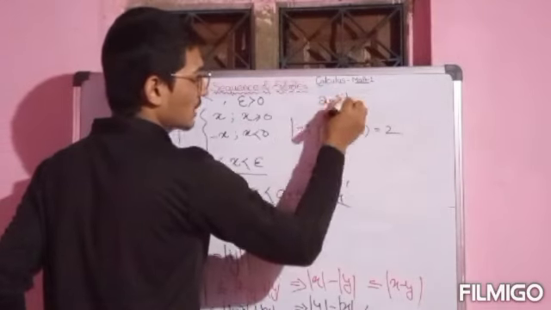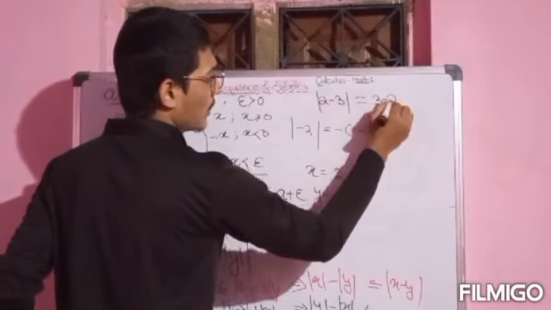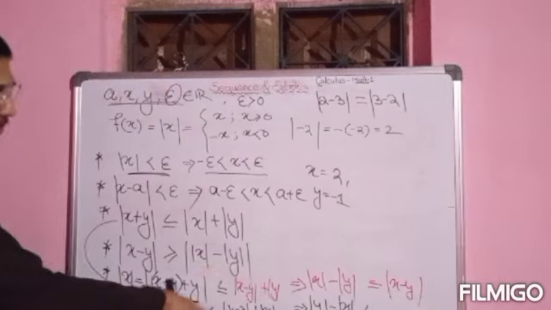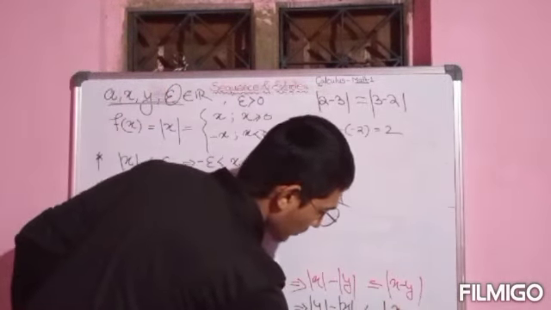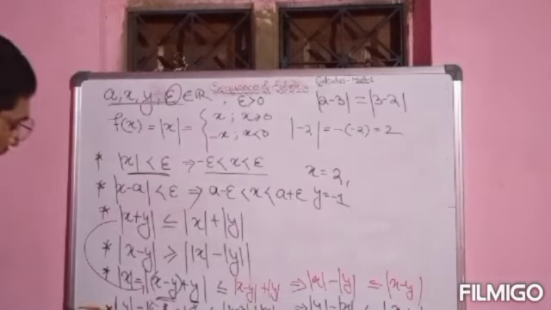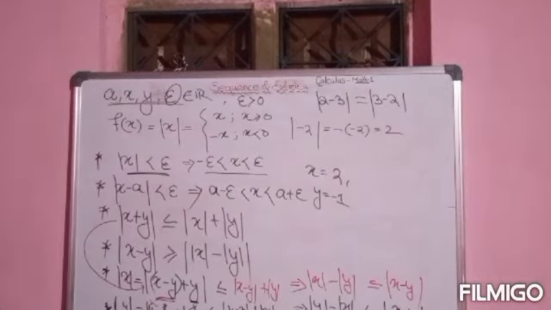What is the mod of 2 minus 3? It is also equal to mod of 3 minus 2. So mod of y minus x, I can replace it by mod of x minus y. Okay. These are a few things that you already know.